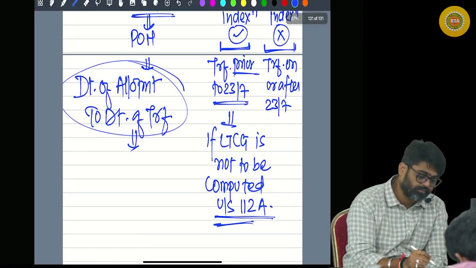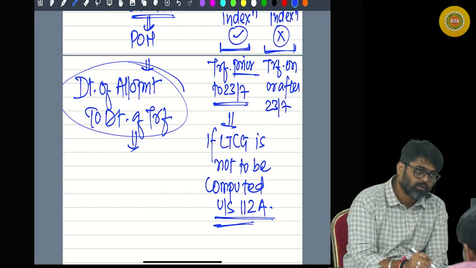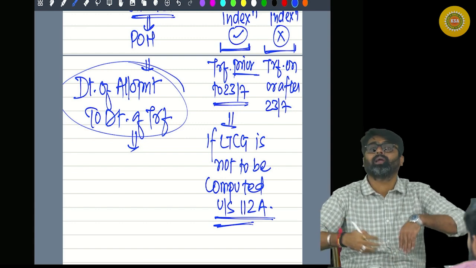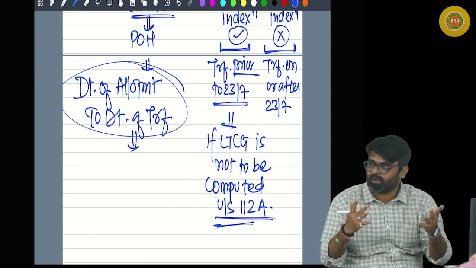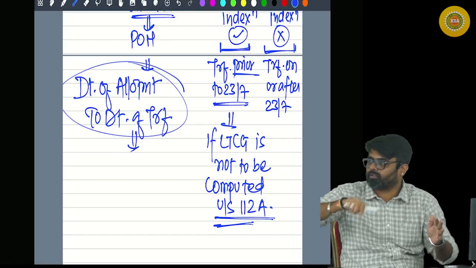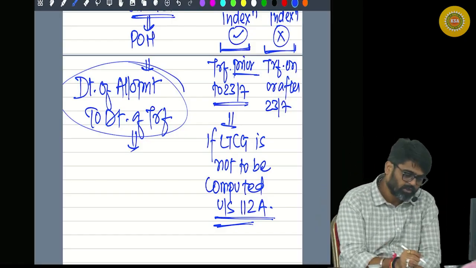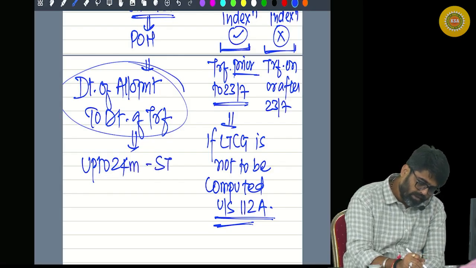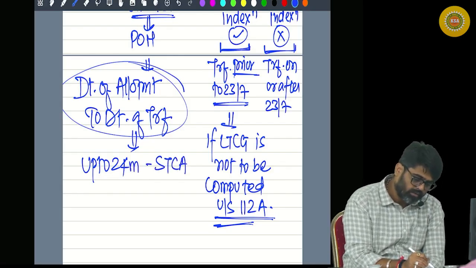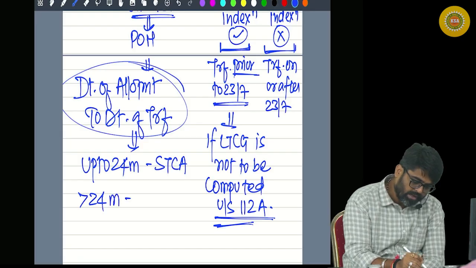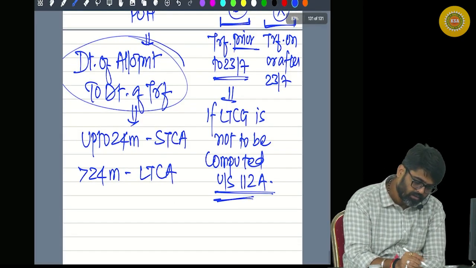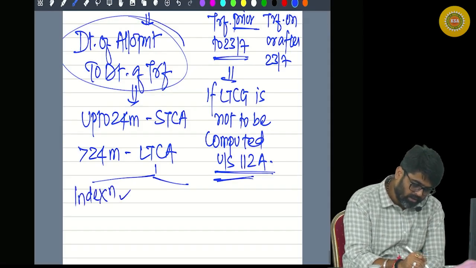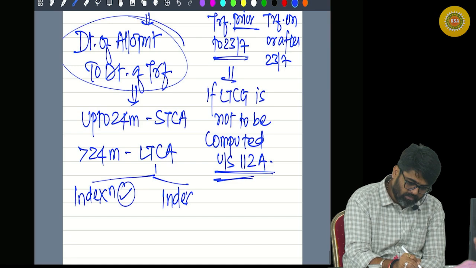Now pay attention. You will check 24 months, whether the transfer is made prior to 23rd July or on or after 23rd July will not make any difference. Earlier also 24 months, now also 24 months. So if the period is greater than 24 months, it will be a long-term capital asset. Will indexation be available or not available? Available.